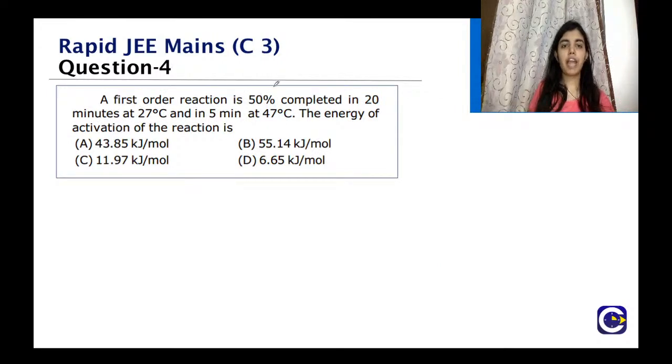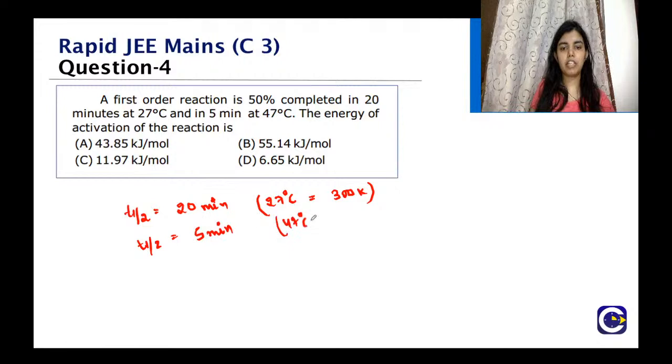A first order reaction is 50% completed. That means half-life time is given as 20 minutes for 27 degrees Celsius, or you convert it into Kelvin, that will be 300 Kelvin. And T half is 5 minutes when you increase the temperature to 47 degrees Celsius, or basically 320 Kelvin. Now you need to find out the energy of activation of the reaction, right?